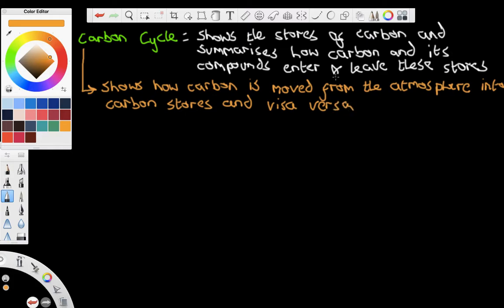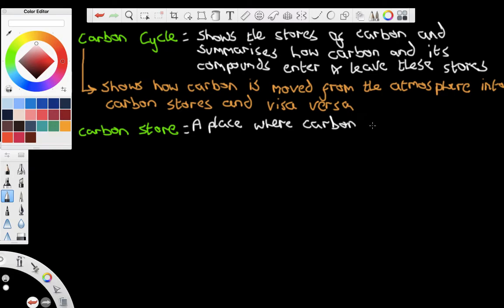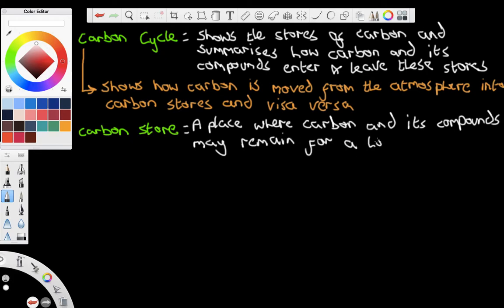Now, at this point, it's probably best we define what a carbon store is. A carbon store can be defined as a place where carbon and its compounds may remain for a long time.